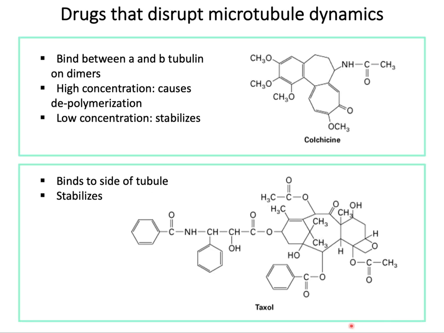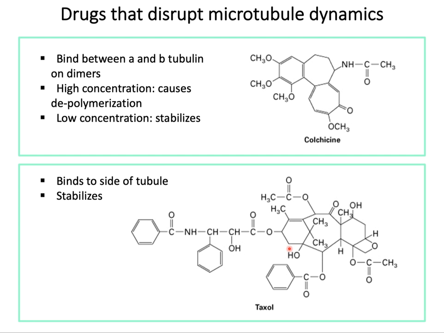Similar to actin, there are some interesting drugs or small molecules that can be used to study microtubules. One is known as colchicine, which binds between the alpha and the beta tubulin on the dimer. At very high concentration, colchicine will depolymerize tubulin. At a very low concentration, it will stabilize the microtubules. In either case, it is detrimental to cells. If their microtubules are depolymerized or artificially stabilized, this is very detrimental, especially to cell division. Another drug that you can use is known as Taxol.